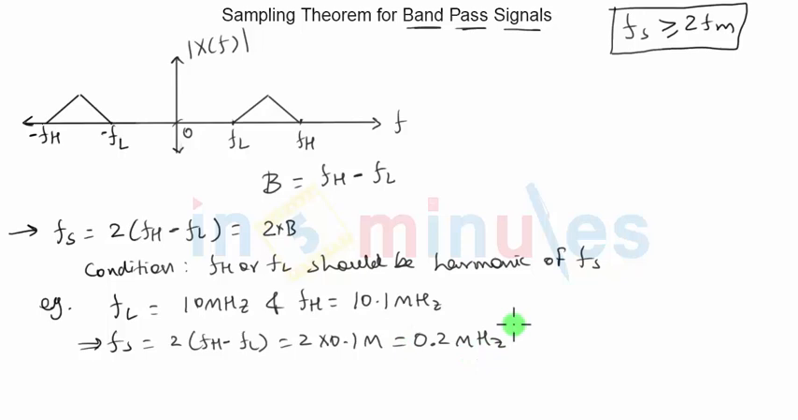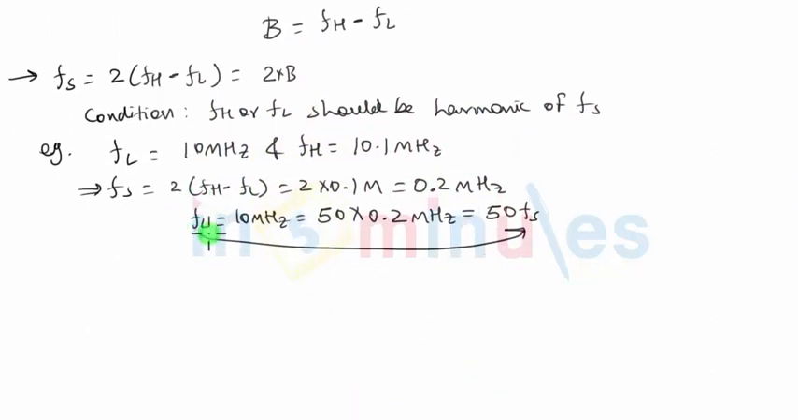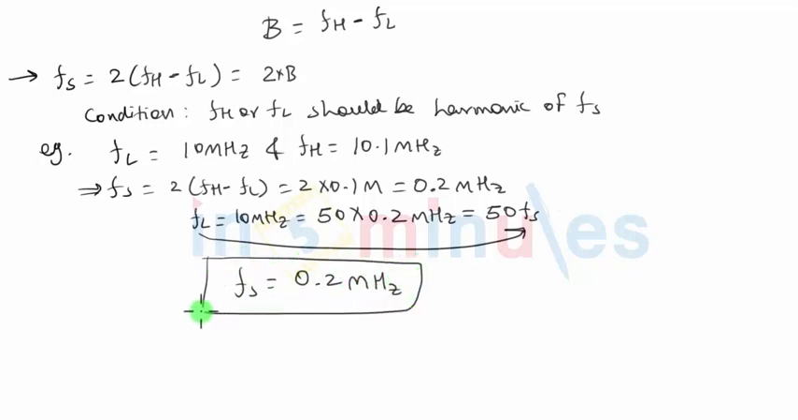Before we call it a valid sampling frequency, we will check for the condition. Either Fh or Fl should be a harmonic of 0.2 MHz. We can easily make out that Fl, which is equal to 10 MHz, can be written as 50 times 0.2 MHz, and that is nothing but 50 times Fs. Because Fl is a harmonic of Fs, and harmonic is nothing but an integer multiple, and because Fl is 50 times Fs where 50 is an integer, I can conclude that Fs equal to 0.2 megahertz is a valid sampling frequency for this given signal.